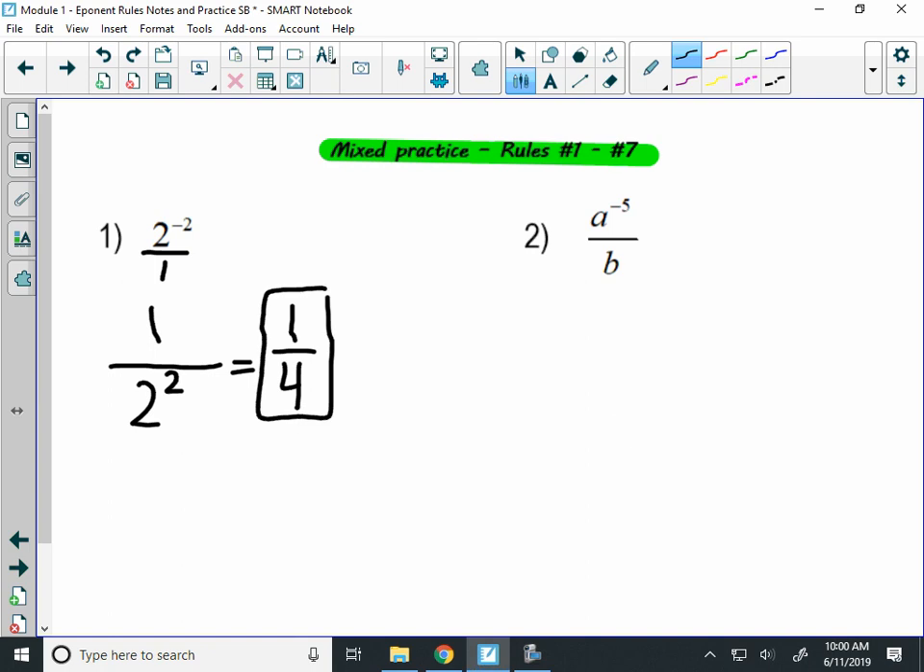Number 2. The B has a positive exponent, so it's happy where it's at. The A is not. So I'm going to move the A to the denominator, make it positive right next to the B, and replace it with a 1 in the numerator.